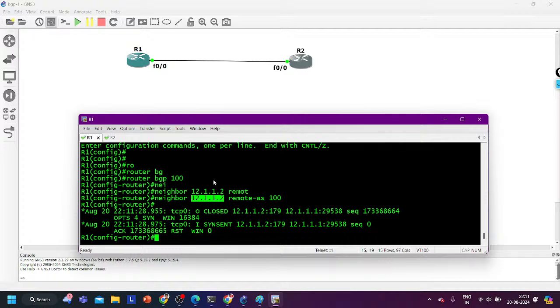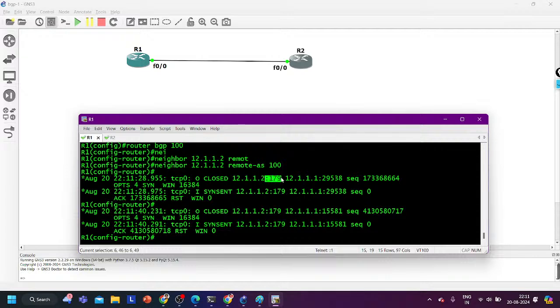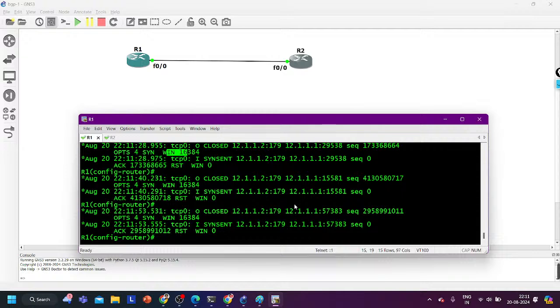Correct, guys? And now see, router 1 is trying to form a TCP connection. Router 1 is trying to form a TCP connection. Destination IP address of router 2 is 12.1.1.2, port number 179, source IP 12.1.1.1, with a random source port number. These are the window size and SYN bit, you can see. But this router is receiving a reset message. The reason is port number 179 is not enabled on router number 2. Am I right? Why is router 1 receiving a reset message, guys? Because port number 179 is not enabled on router number 2.